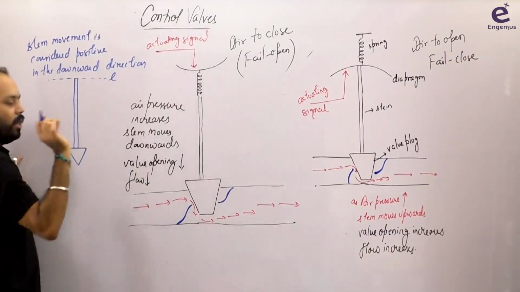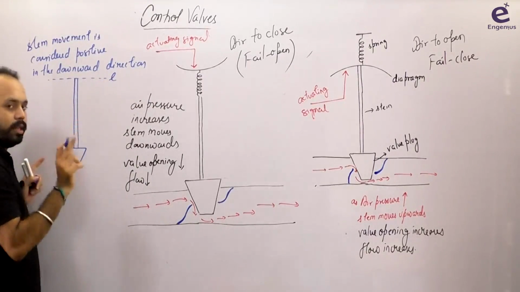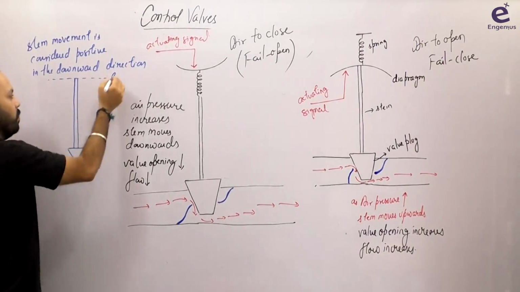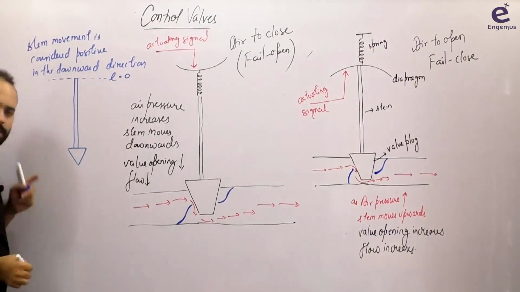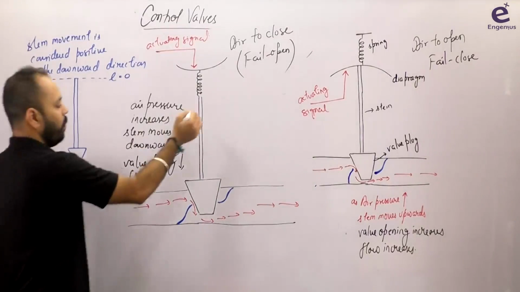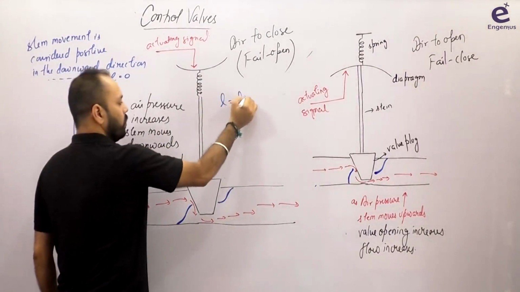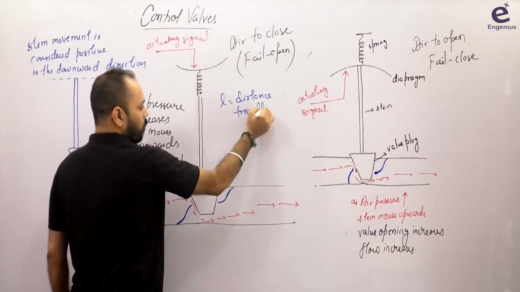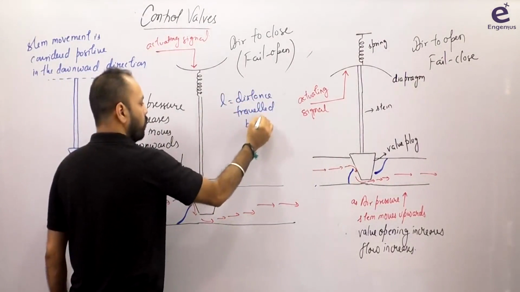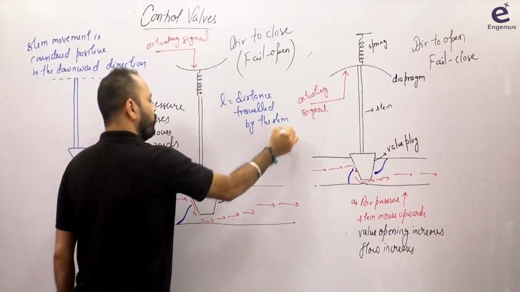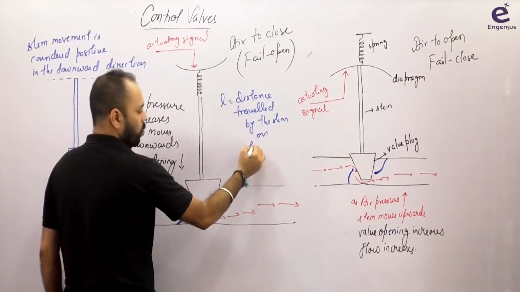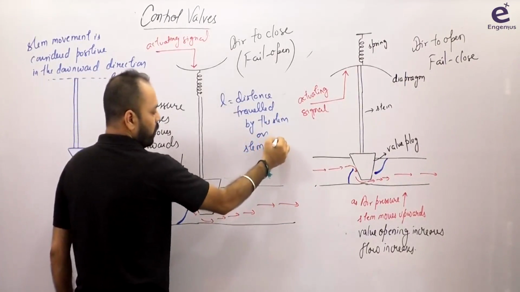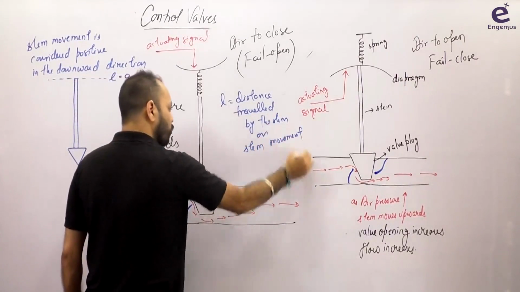L is not the length of the stem. What is L? L is not the length. L is the distance traveled by the stem. So this is L equal to 0. Write it down somewhere here: L is the distance traveled by the stem, or we call it stem movement. What is L? Stem movement. Many students say, sir, this is the length of the stem. That is not so.